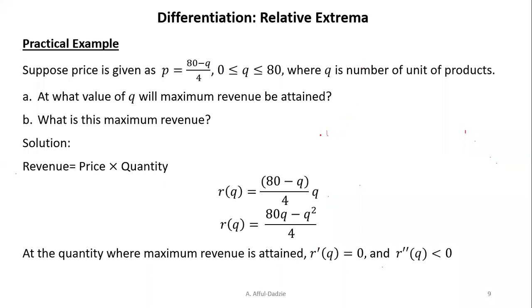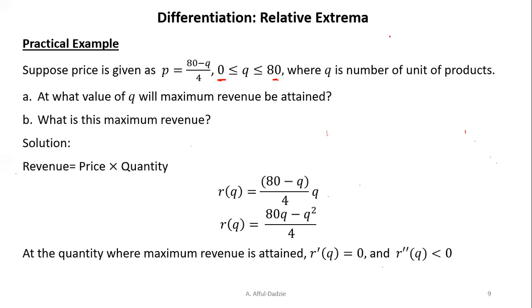But all right, so let's take a typical example. Suppose that we have a price P equals 18 minus Q over 4. Now we are interested in evaluating it along an interval 0 to 80, where Q is the number of products. So what is the highest possible output to produce to give us the maximum revenue? At what value of Q will maximum revenue be attained?